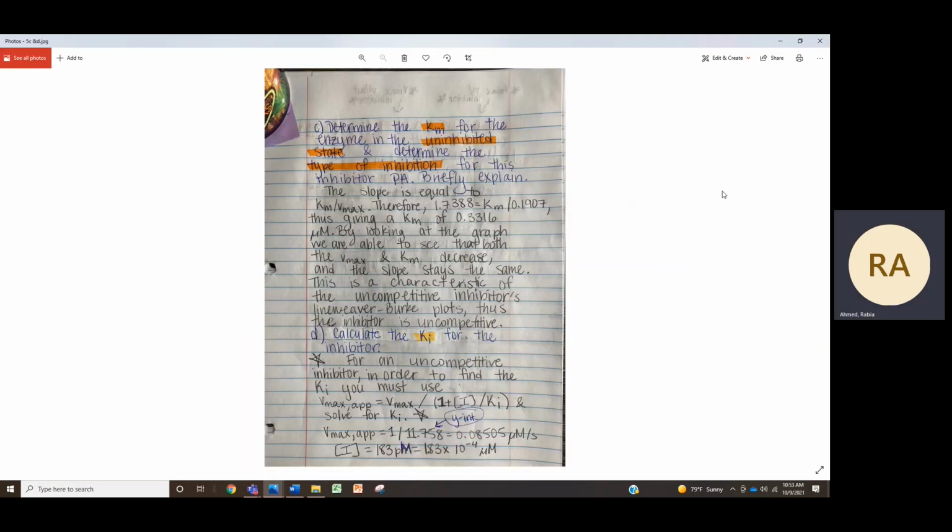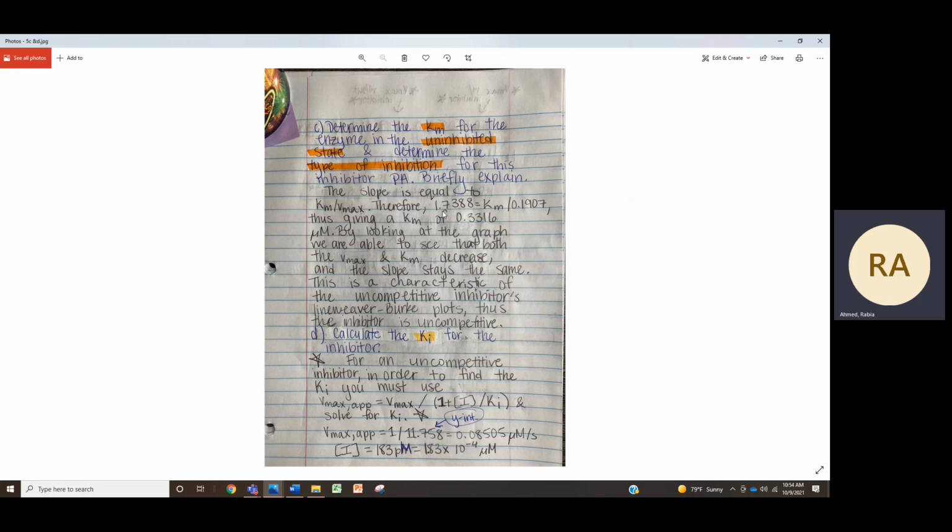Okay, so for 5C, it says determine the Km for the enzyme in the uninhibited state and determine the type of inhibition for this inhibitor PA and briefly explain. So the slope is equal to Km over Vmax on the Lineweaver-Burk plot. Therefore, 1.7388 equals Km divided by 0.1907, thus giving a Km of 0.3316 micromolar. So basically the 0.1907 we have figured out in the previous problem. It was our Vmax for 5B and for the uninhibited line.